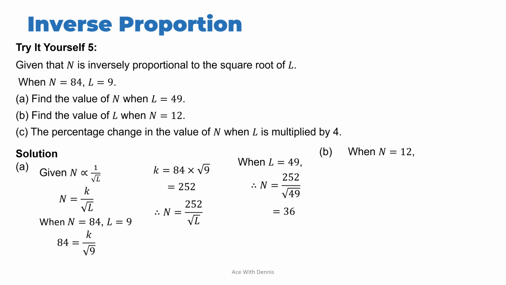For B, when n is 12, again just substitute n equals 12 into the equation. So we have 12 equals 252 over square root of L. So square root of L will be 252 divided by 12, which is 21. L will be 21 squared, which is 441.